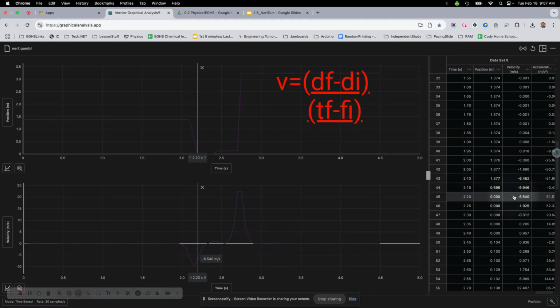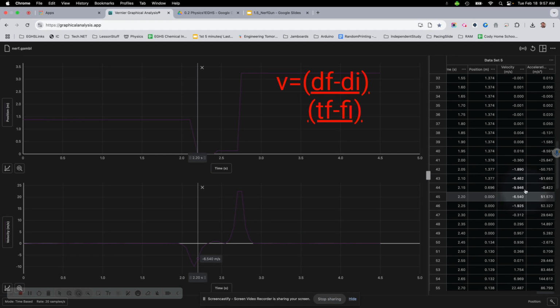So where's the Nerf dart going the fastest? Right here at negative 9.9 meters per second. All right. Where's the acceleration the greatest? The acceleration is the greatest here, negative 51.62 meters per second squared. Okay. And so basically, that's what we're looking at.